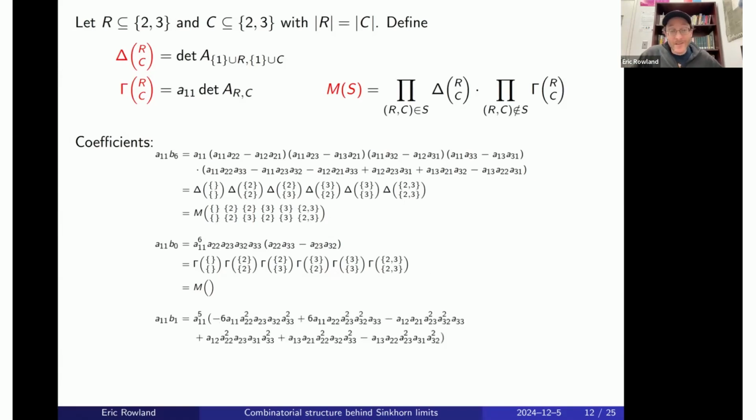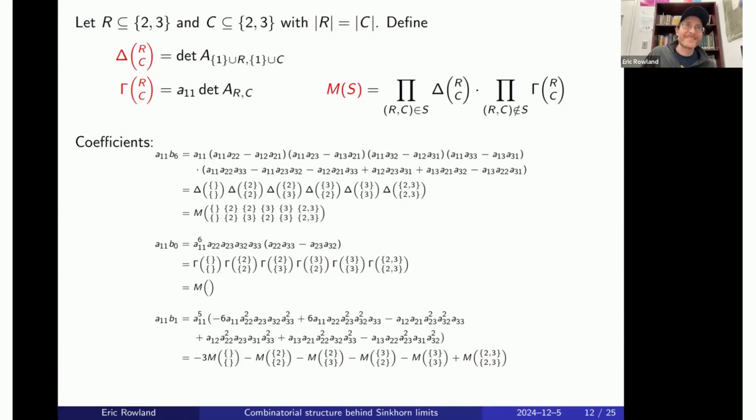So now let's look at one of the coefficients we haven't pinned down yet. This is B1. It turns out that you can write this as a linear combination of monomials where just one of the 6 minors is of the delta form and the other 5 are gammas. And that's because we're looking at B1 here. So for these 6 coefficients, this is the only way to write this one as a linear combination of these monomials.